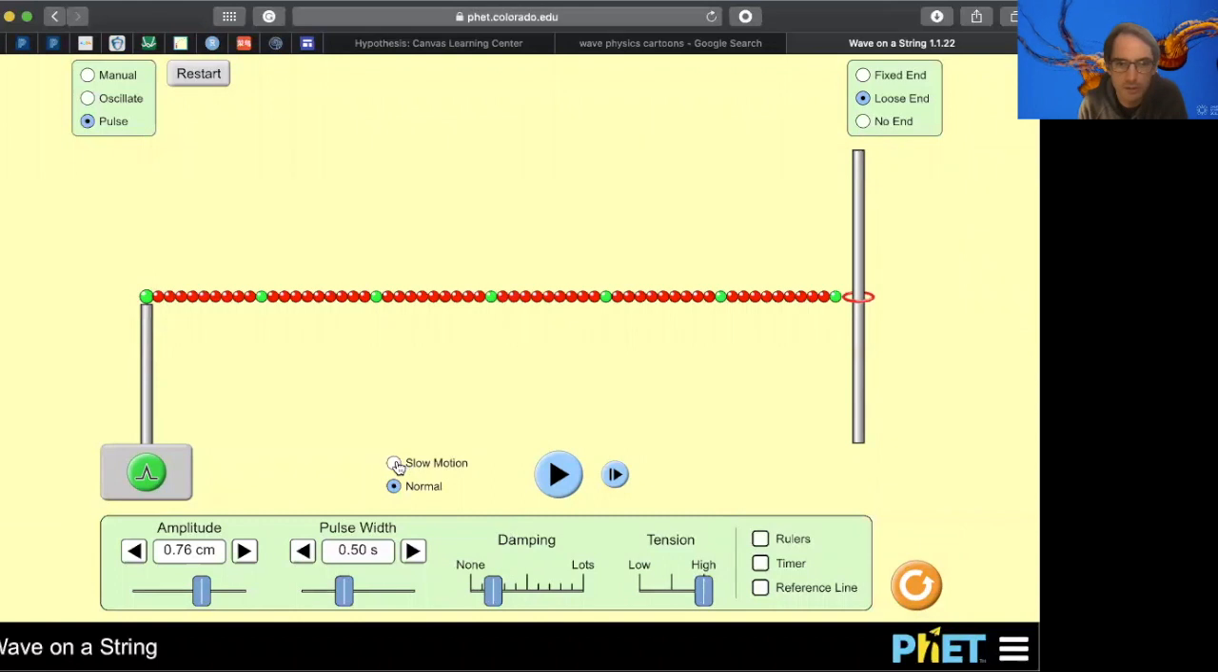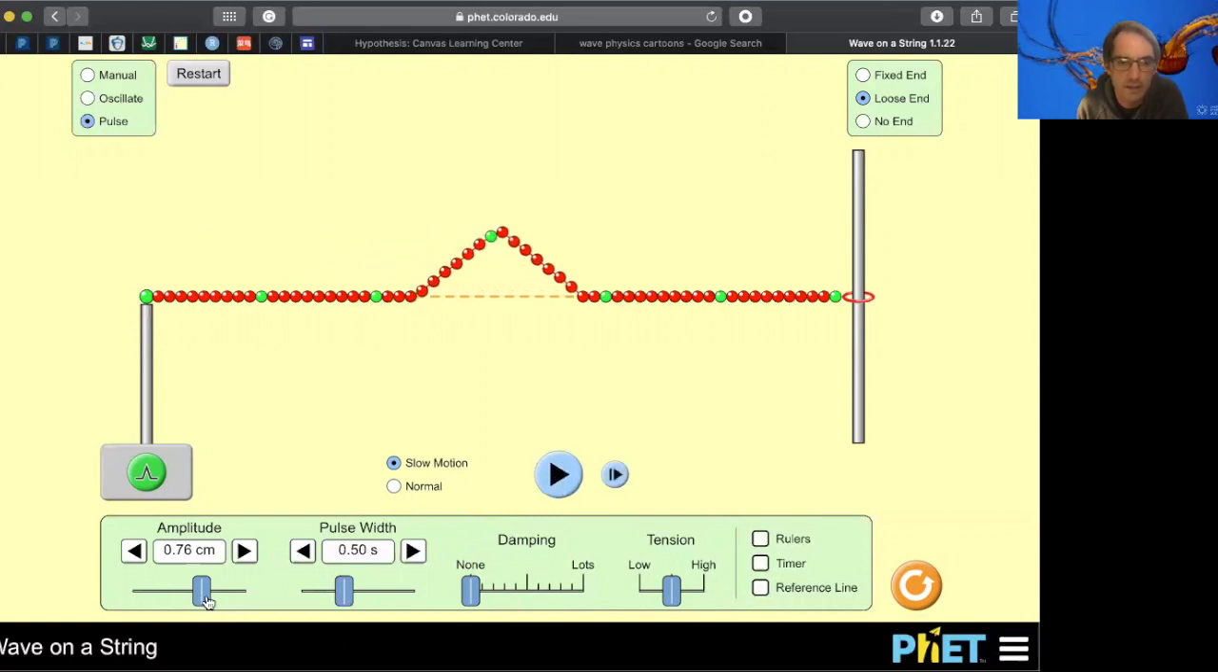Hi everybody. We're here to investigate what happens with a slinky when there's two wave pulses at the same place at the same time. So let me send a pulse down. It's kind of a slow motion pulse. And then I'm going to pause this guy.